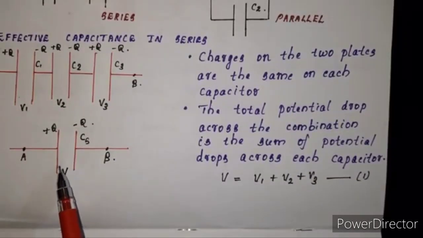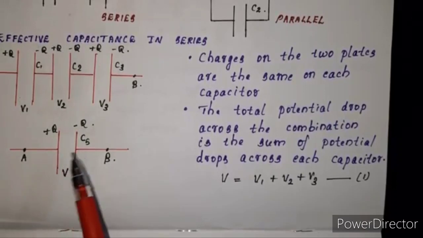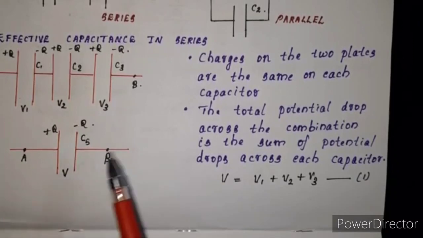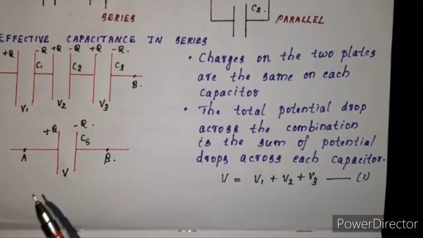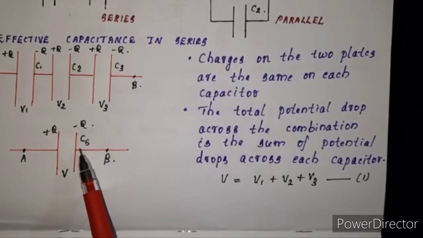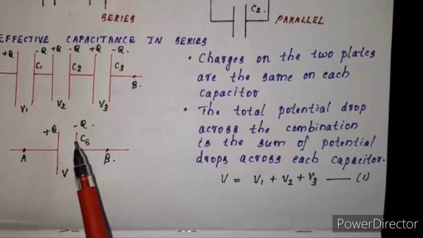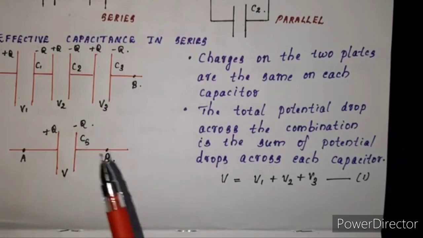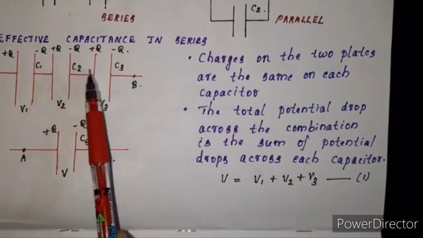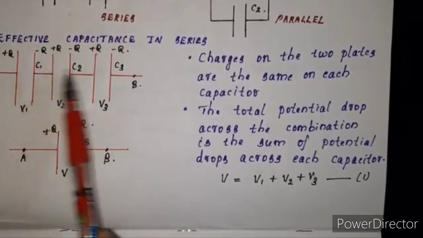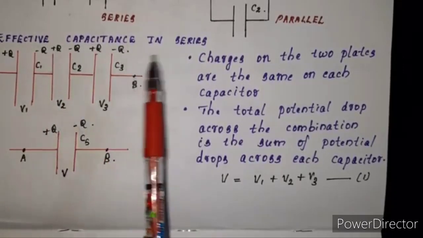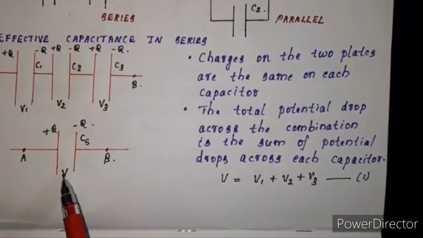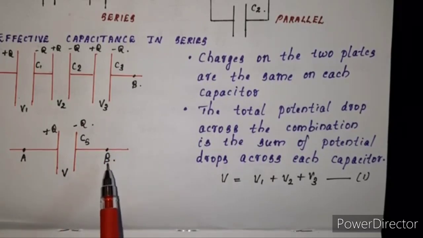Now this diagram shows the equivalent capacitor. That means the three capacitors are replaced by a single capacitor. It is called equivalent capacitance or effective capacitance. We took it as CS, where S stands for series. When the three capacitors are replaced by a single one, the charge remains the same. These two get neutralized, so what remains is plus Q and minus Q. So the charge on the capacitor plates is the same. The potential difference I wrote as V, and we are connecting between the same points A and B.